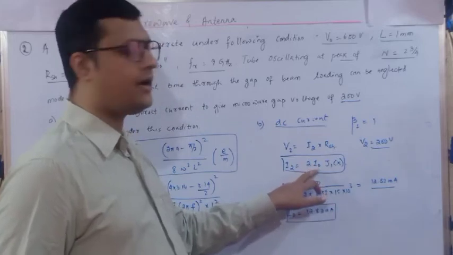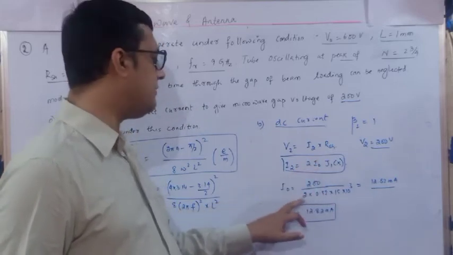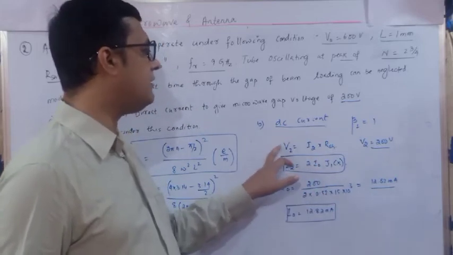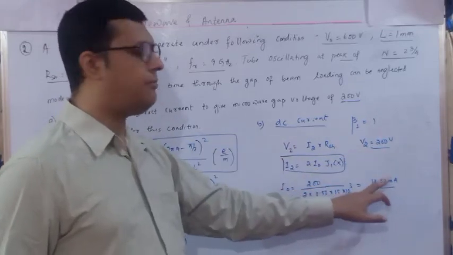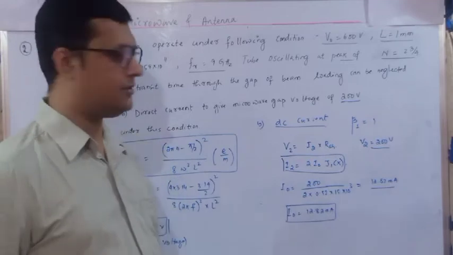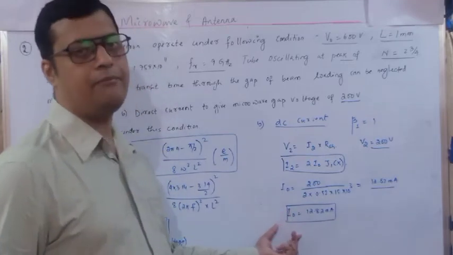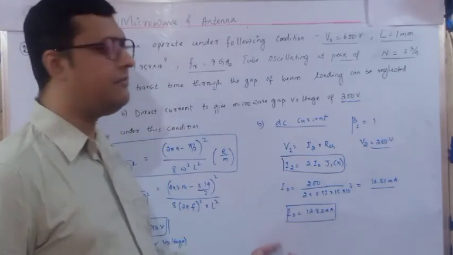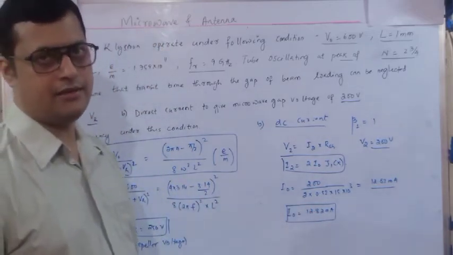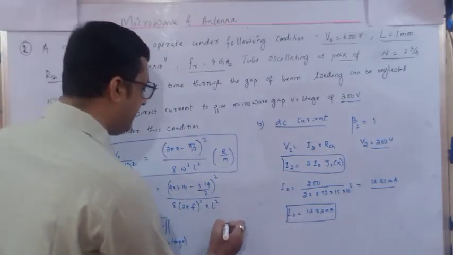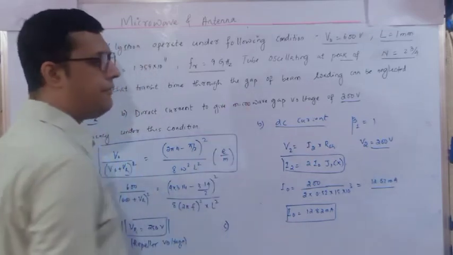What is I naught? I naught we have to calculate. The 2 is given, 2 is in the denominator. V2 is how much? 200 volt. Substitute it, and you will get 12.82 milliampere. So this is called our DC beam current. The DC beam current is about 12.82 milliampere. Done. Next we have to calculate the efficiency.